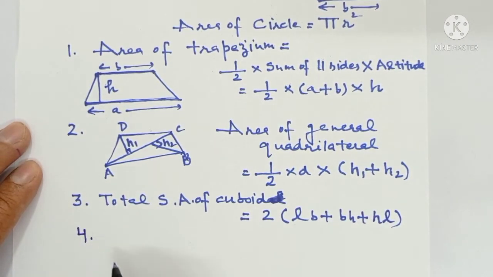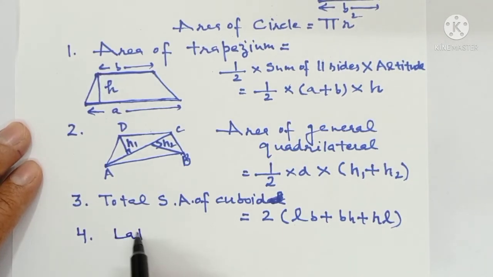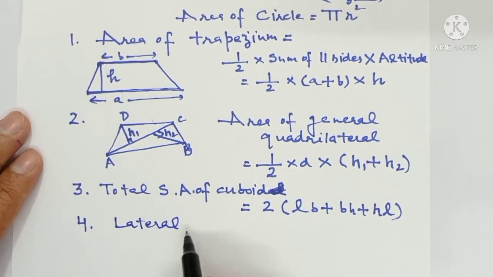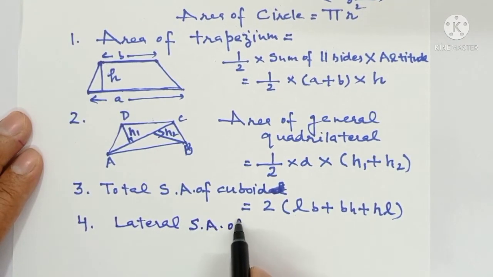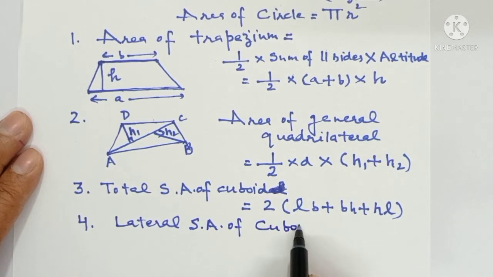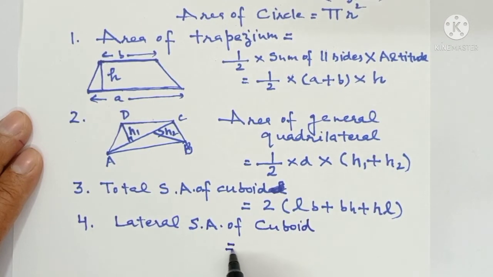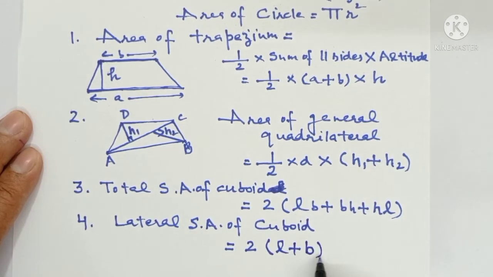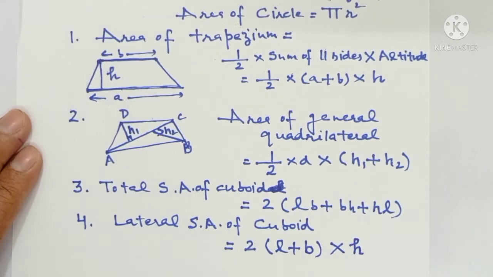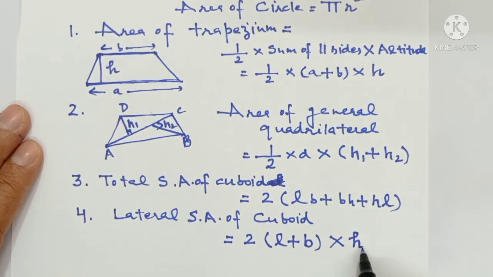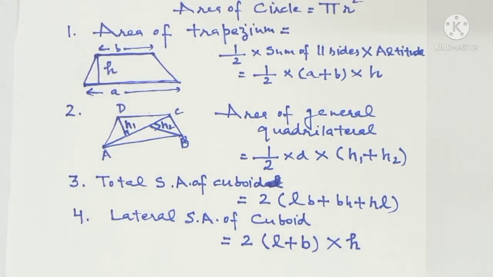Now suppose I have to apply paint only on the four walls. That is called lateral surface area of cuboid. And the formula of lateral surface area of cuboid is 2 into (L plus B) into H. Do you know that 2 into (L plus B) is also called the perimeter of a rectangle? Into H means height. Lateral surface area of cuboid is also called the area of four walls of a room.